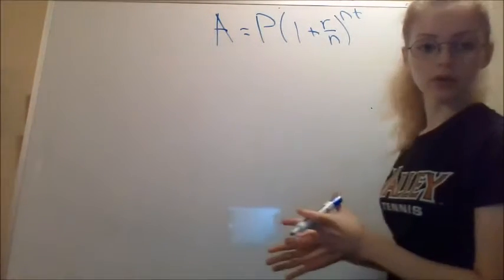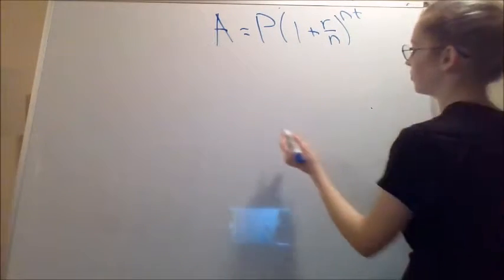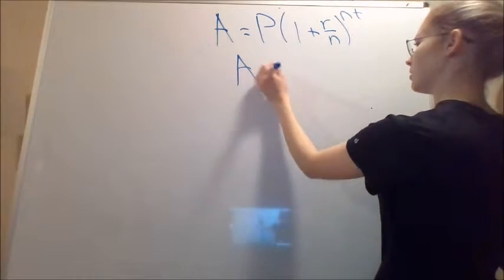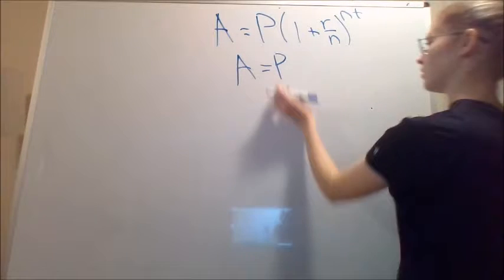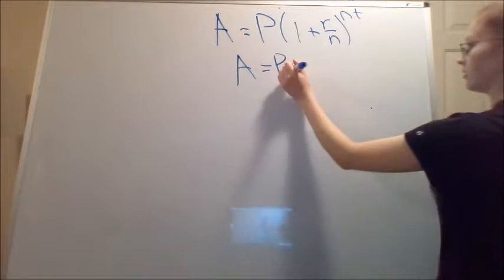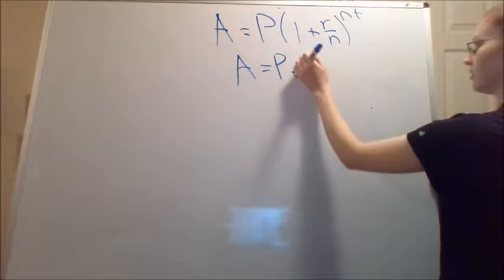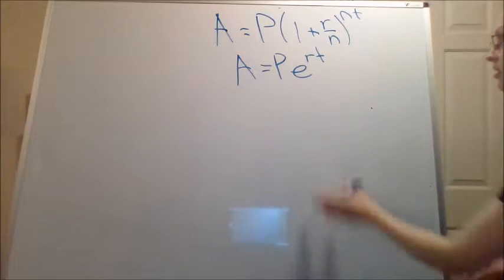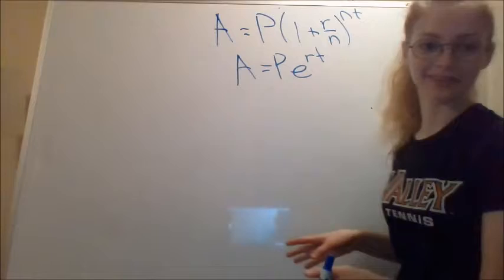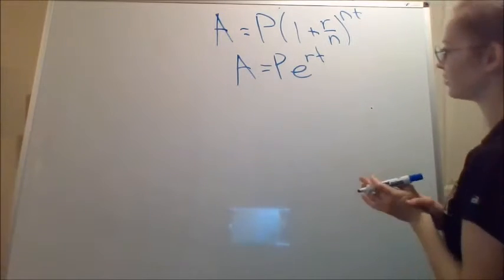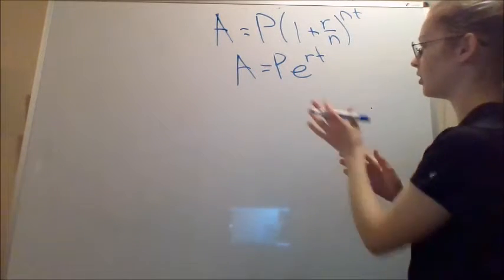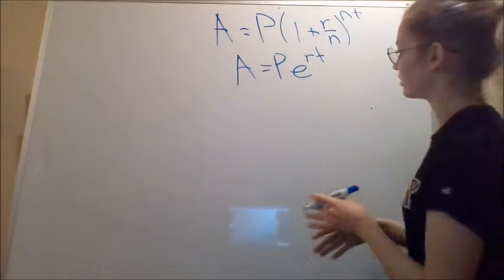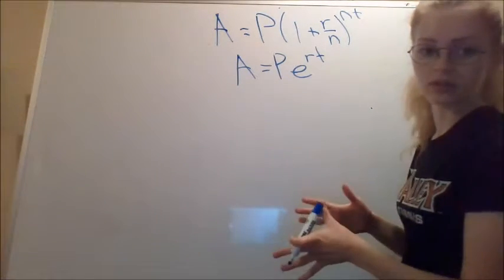And so now we're introducing a brand new formula called PERT. And PERT is our amount equals our initial value times E to the power of our rate times time. And so you can see it says PERT, and that's why I like to call it the PERT formula. But what really does PERT do? Well, PERT is basically what we use when we're compounding something that is compounding continuously.